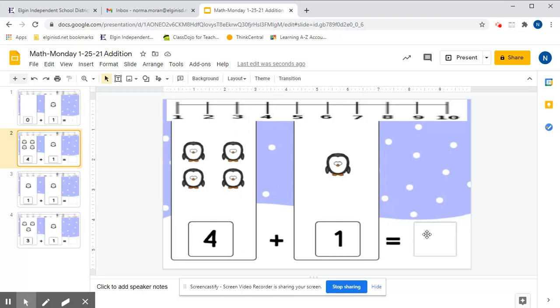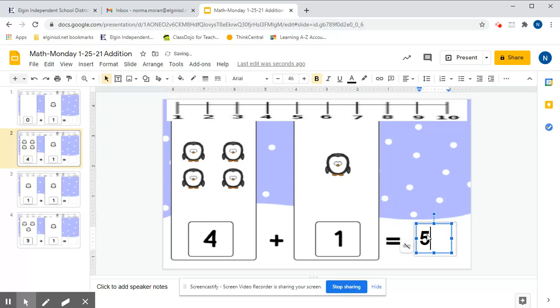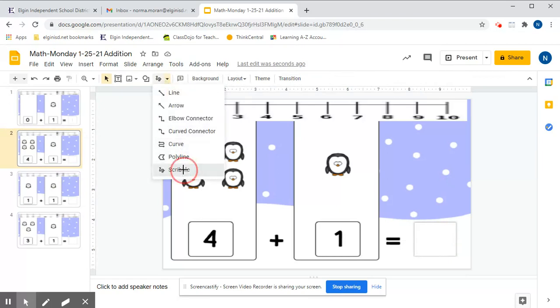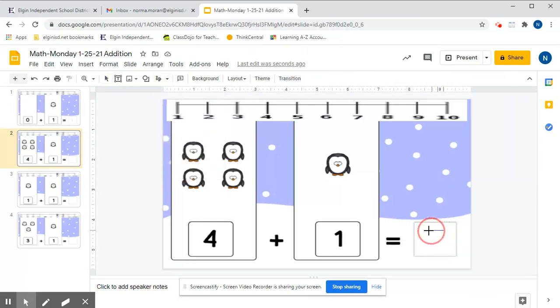So now you can come over here and type number 5. Or if it's not working for you, you can go to the scribble line and you can write it with your finger or write it however you can with your tablet, okay? All right, that's going to be the homework for today.